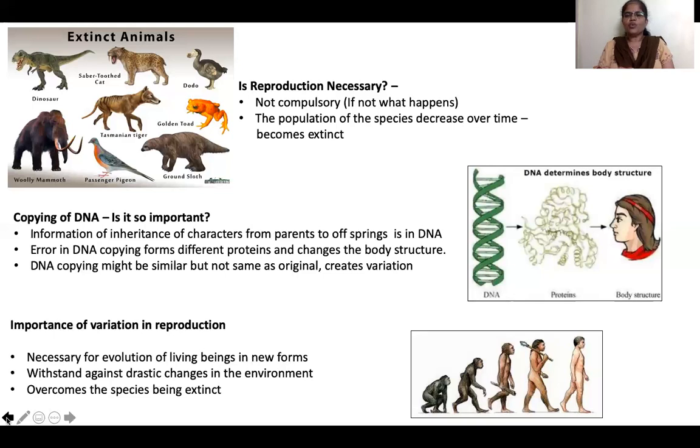From these, we know reproduction is very much necessary. Though it is not required for life processes like control and coordination, it is also necessary to have life on earth. For example, I'll give you an example of why variation is necessary.